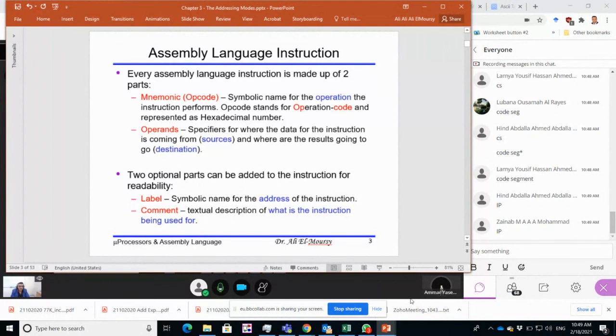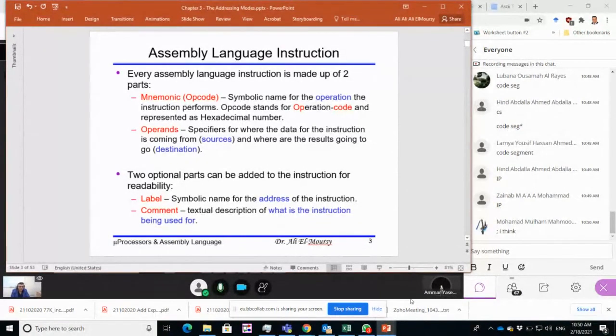Okay. The last part of the instruction is what's called the comment, and this is optional. Both of those parts, by the way, are optional. A label is optional, and the comment is optional. That means an instruction could be a healthy instruction without a label and without a comment, but it should have a mnemonic and a set of operands.